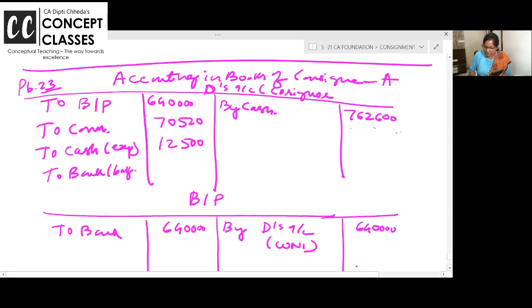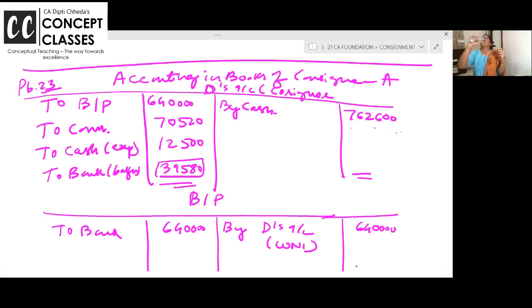Bank, balancing figure. First close this. 762,600 minus 640 minus 72,520 minus 12,500. $39,580.